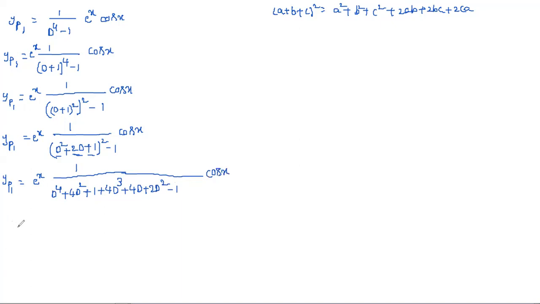Now y_p1 is equal, here it is having plus 1 and minus 1 cancel. So second method, we need to substitute in place of D^2 as minus a^2. Here a is nothing but 1. So D^4, can you write D^4 is nothing but like this? D^4 is nothing but D^2 into D^2. So first we are substituting minus 1^2 into minus 1^2. D^4 plus 4 into minus 1^2, right?